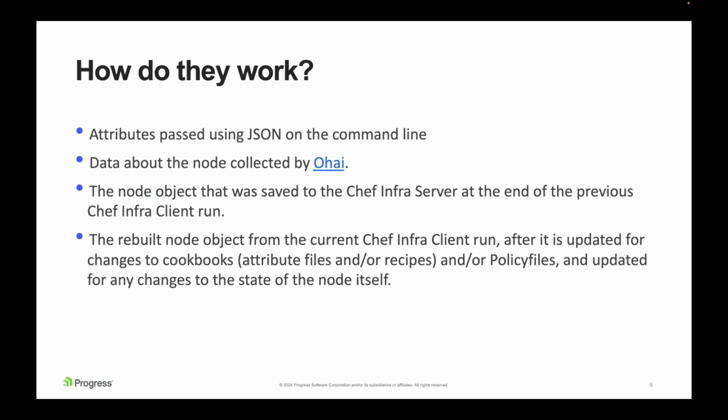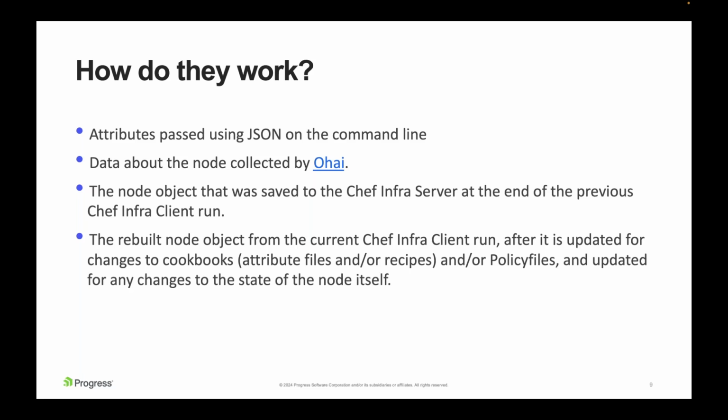So how do these work actually? During every Chef Infra client run, the Chef Infra client builds the attribute list using these four things. So the attribute passed using JSON on the command line, of course. And then the data about the node collected by Ohai.